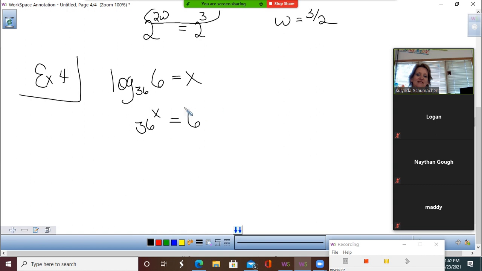Now what can I get in common in these two? 6 is just 2 times 3. But 36 can be 6 times 6, right? So this is 6 times 6, or 6 squared, raised to the x. I can multiply my exponents. Equals 6 to the first power. My bases are the same, so I can set my exponents equal to each other. 2x equals 1. Solving for x, divide both sides by 2, and x equals 1/2. Well, that makes sense. If I plug it back in here, 36 to the 1/2 power, that means the square root of 36. That equals 6, right?